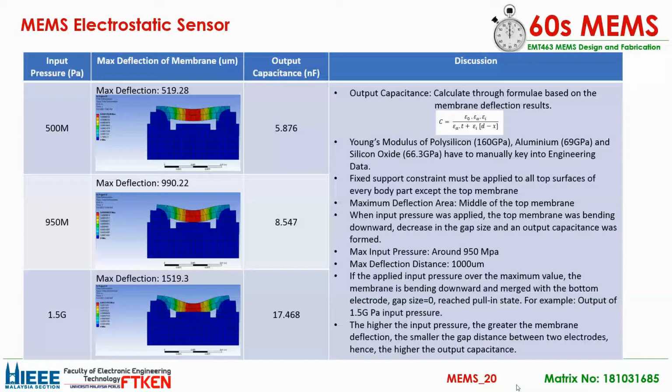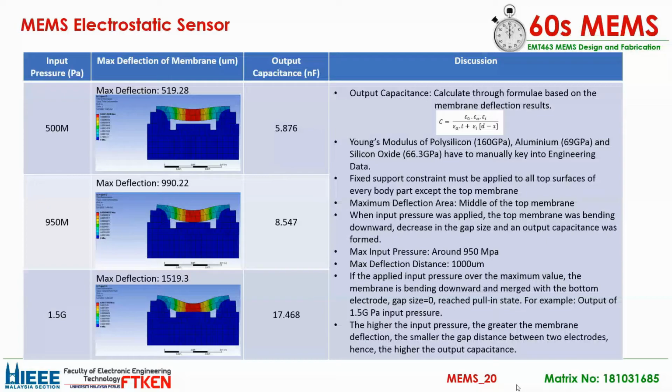As we can see, the maximum membrane deflection distance at the input of 950 megapascal is 990.22 micrometer, which is near the maximum deflection distance, equal to the gap size of 1000 micrometer. Hence, we can say that the maximum input pressure for the device is around 950 megapascal. If the input pressure is over 950 megapascal, the same result as 1 gigapascal will be formed, which is the top membrane merged with the bottom electrode and the gap size equal to 0. It means that the device is overloading and enters the pull-in state.